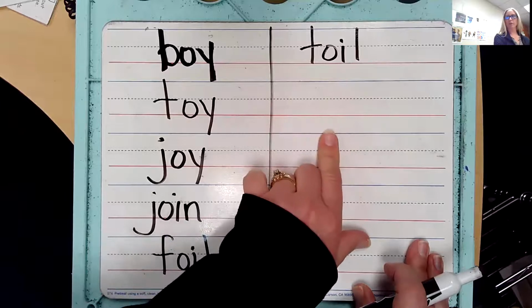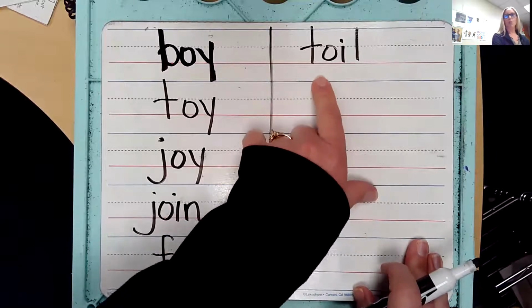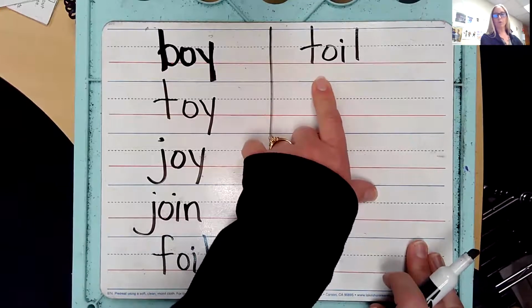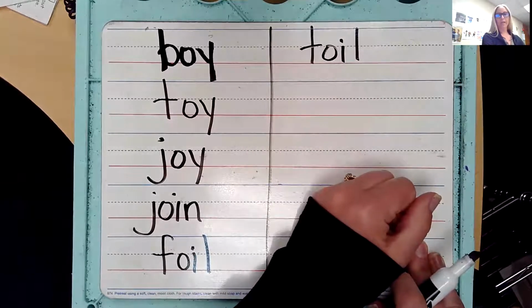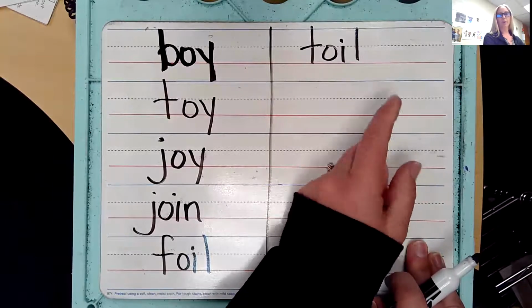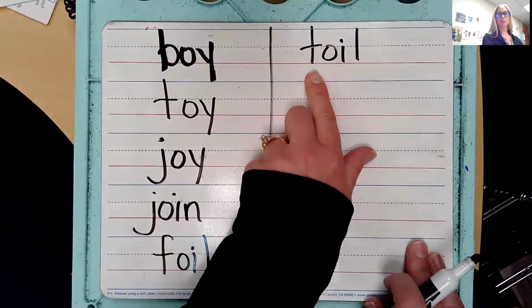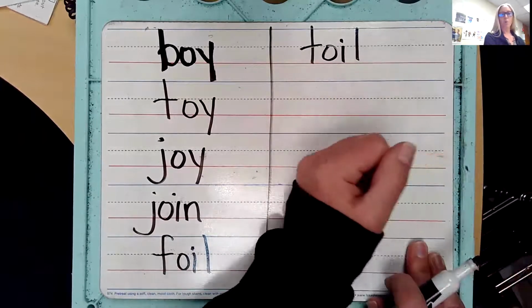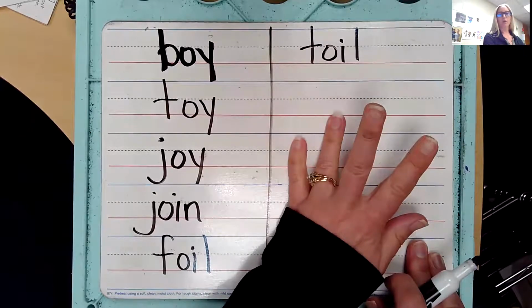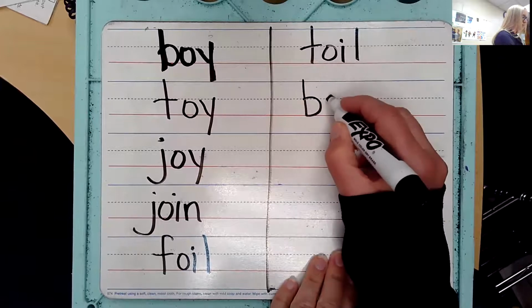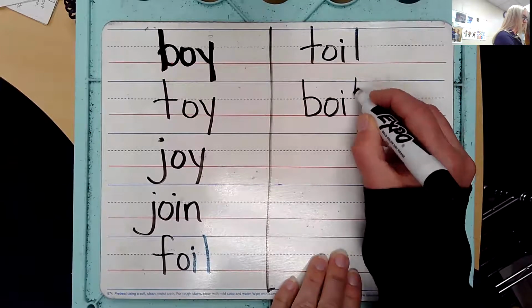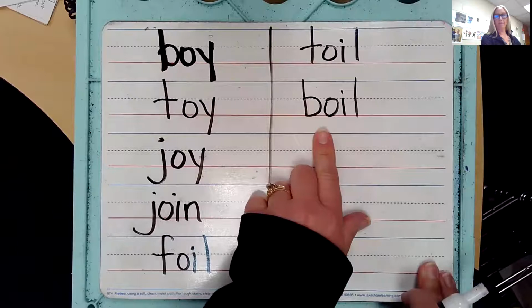Okay, here's our next word. Change one letter in toil, and you're going to spell the word boil, like the water will boil when it gets hot. Boil. Change one letter in toil to spell the word boil. Boil. B-oil. Boil.